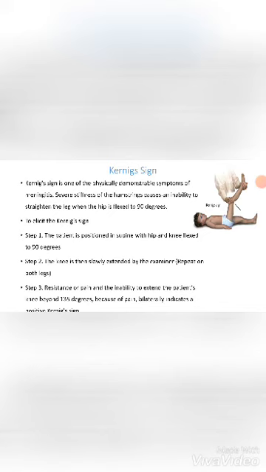How do we perform or get a positive Kernig sign? We place the child in a supine position. We then flex the hip and knee to about a 90 degrees angle. We then slowly extend the knee. Resistance or the inability to extend the knee beyond the 135 degrees angle is a positive Kernig's sign.